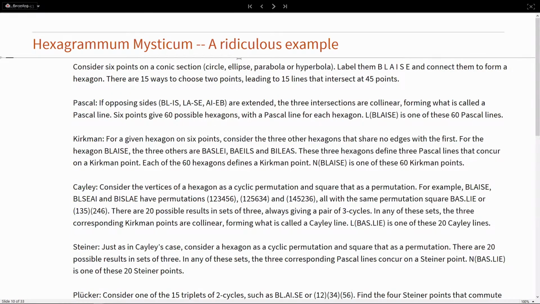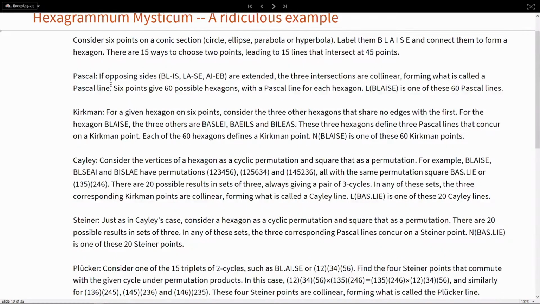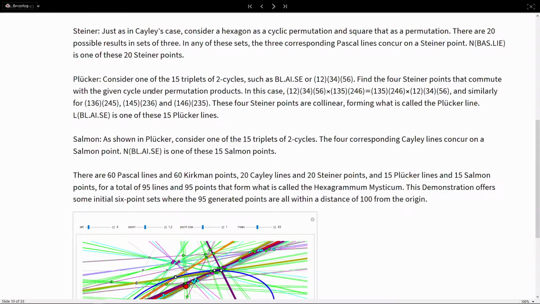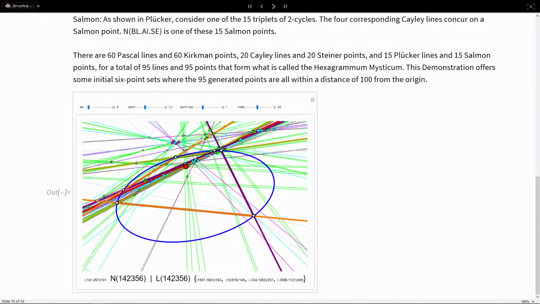And let's go to an extreme. There's something called the hexagrammum mysticum, which was looked at by Pascal, Kirkman, Cayley, Steiner, Plücker, and Salmon. Basically, once you start with 6 points making a conic section, for example, here you get 60 Pascal lines, 60 Kirkman points, 20 Cayley lines, 20 Steiner points, 15 Plücker lines, and 15 Salmon points. And all of them are in the space of rationals.